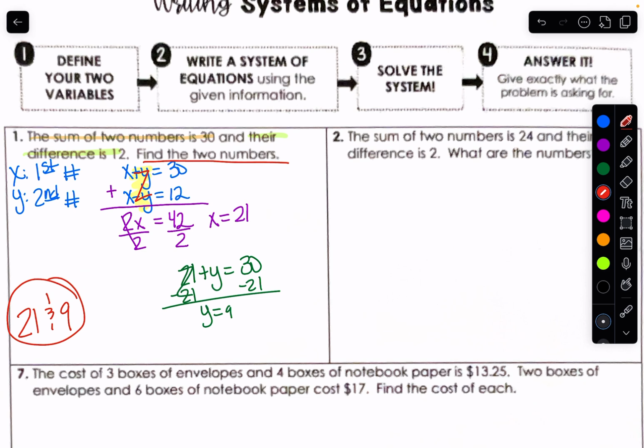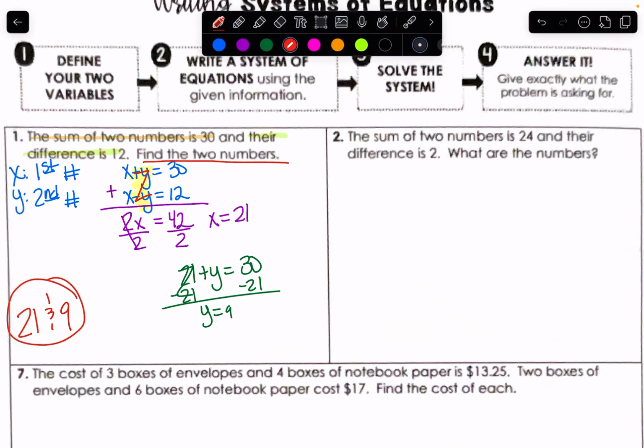Let's try example number 2. It says the sum of two numbers is 24 and their difference is 2. What are the numbers? Again, let's let x represent our first number and y represent our second number. So the sum is 24. That means x plus y equals 24. The difference is 2. So x minus y equals 2.